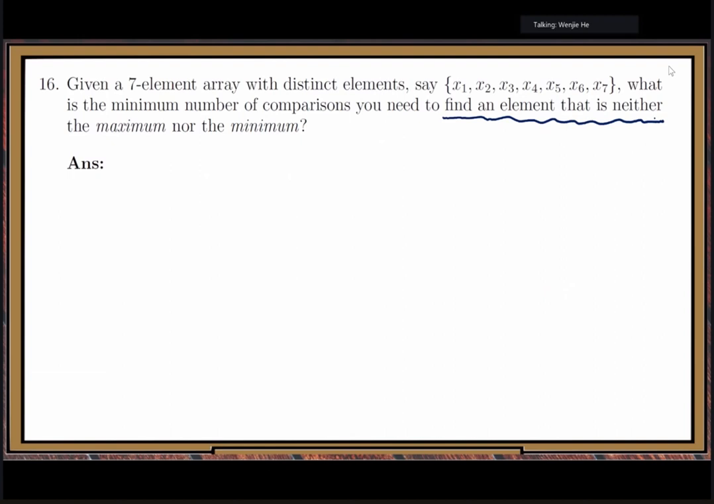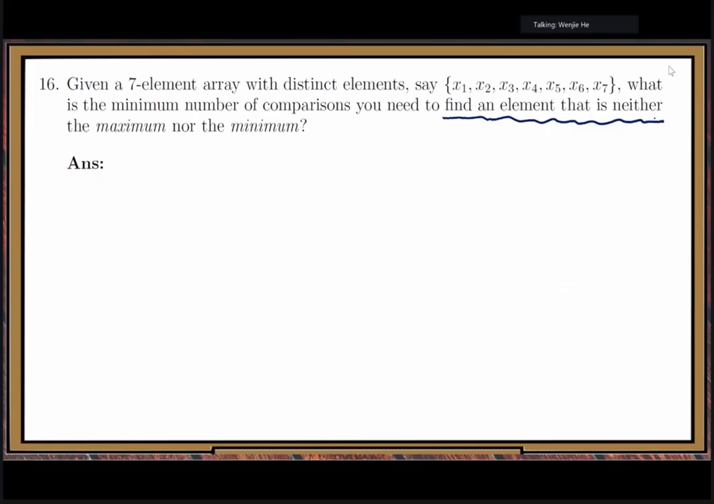And we want to use the minimum number of comparisons. To answer this question, try to avoid using too many comparisons.